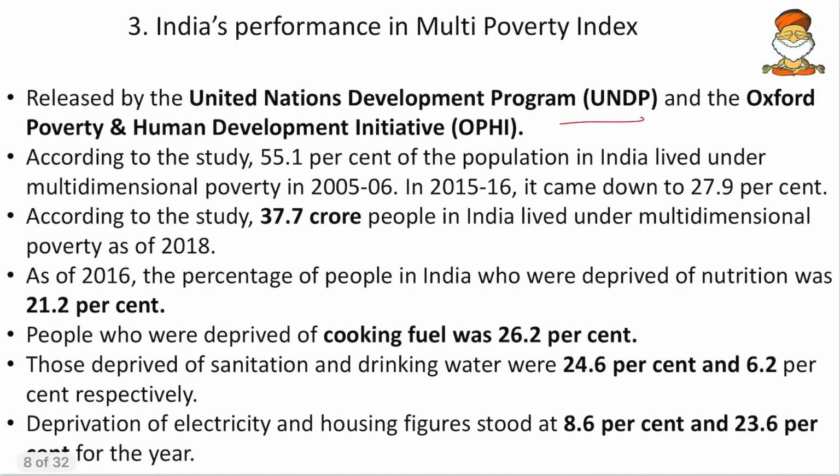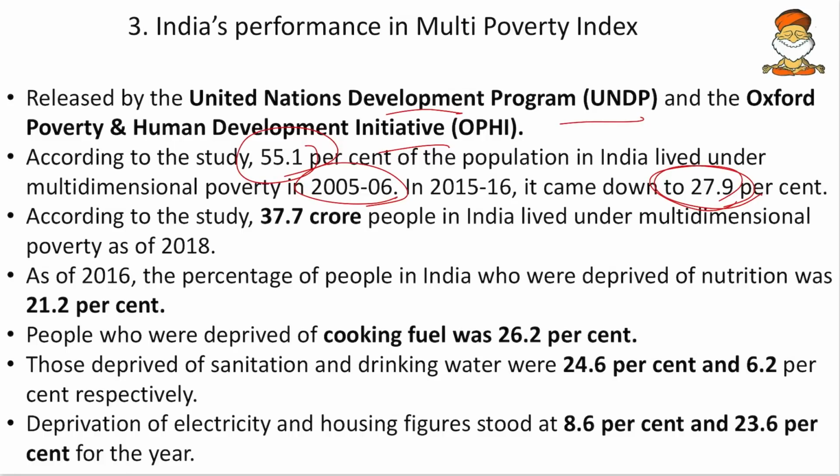Remember the organizations which come up with this report. According to the study, 55.1% of the population in India lived under multidimensional poverty in 2005-2006. And in 2015-16, it came down to 27.9%. So from 55, we came down to 27. A considerably good achievement.